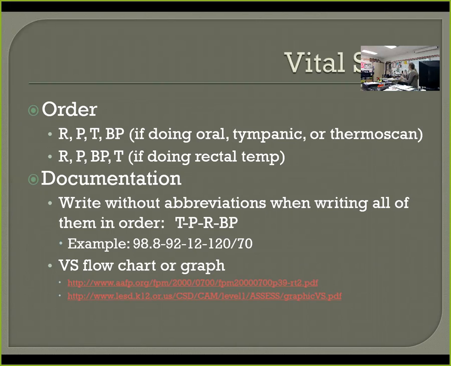And then when you document vital signs, you write them down. You don't even have to write down their abbreviations. You can just write them in order. But you always write temperature, pulse, respirations, blood pressure. TPR, blood pressure. Just remember that, TPR, blood pressure. So just like I did up here, 98.8, 92, 12, 120/70. And once you learn the normal rates, you can pick out what is what. Usually, you can pick it out anyway, but not always. So that's an example of how you can actually document someone's vital signs.